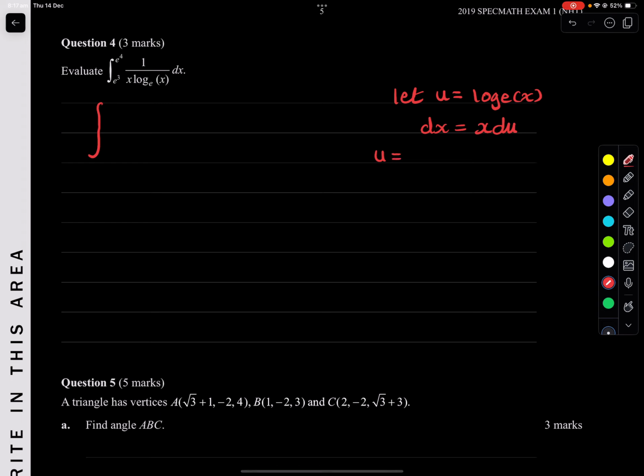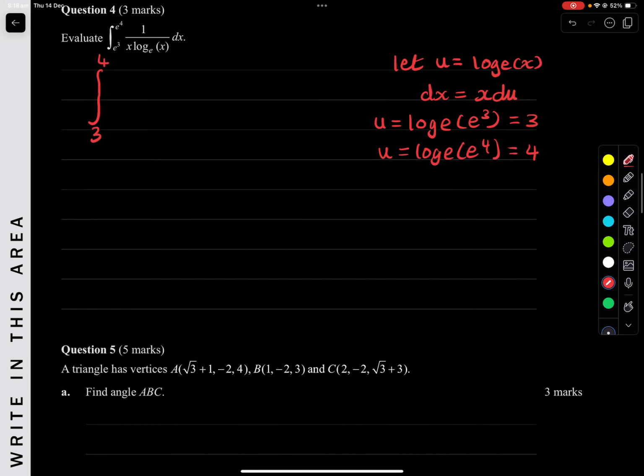What is the value of u when I sub in e to the power 3? So log e to the power 3. I can take that power 3 in front, and it'll be equal to 3. That's for that one. And what about the other terminal? u is equal to the same, but it'll be 4. So this will be 3, and this will be 4. So log e to the power 4 is just 4.